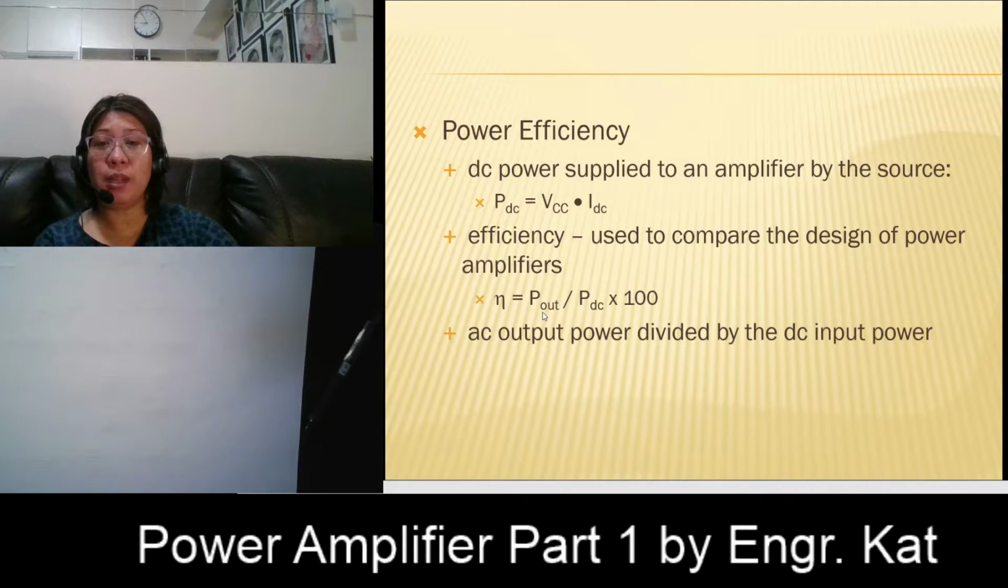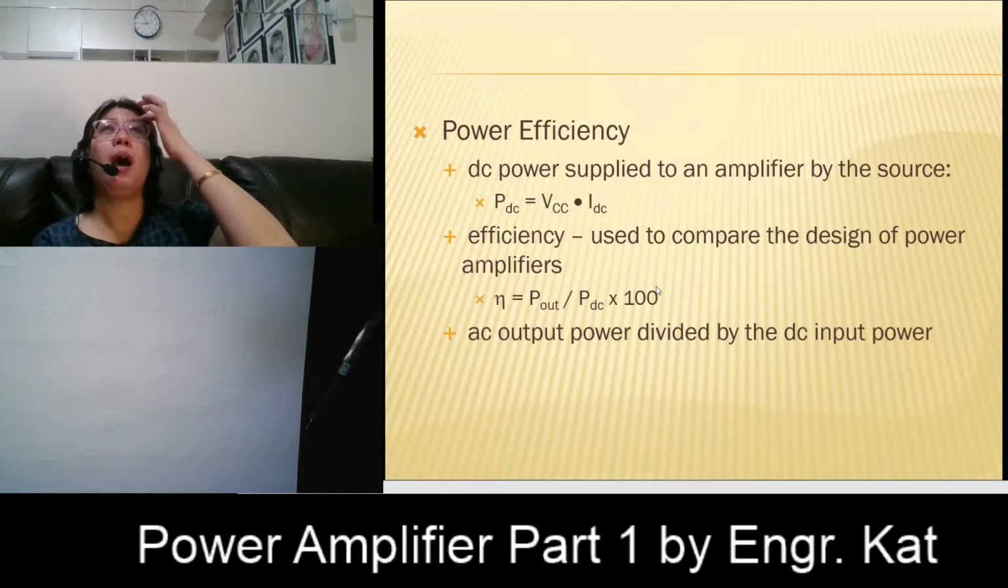And it is given by the formula P out. So this P out here is the AC output power divided by the DC input power. Your P out here in the numerator is an AC power, while your P in here is a DC power, or the total DC power supplied by the source. Okay? So the main concern here is how much AC power will be converted from your input DC power.